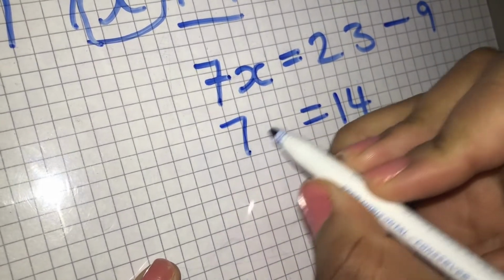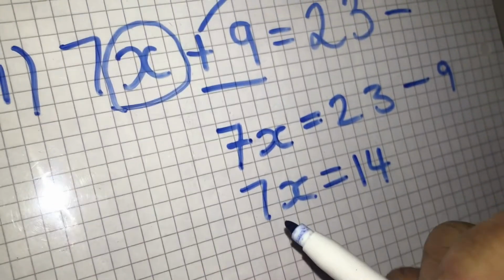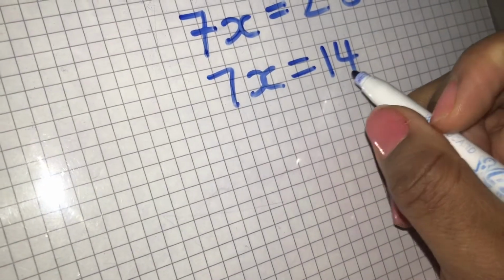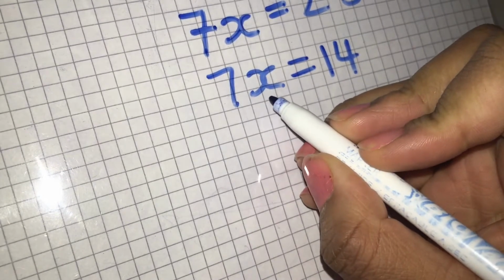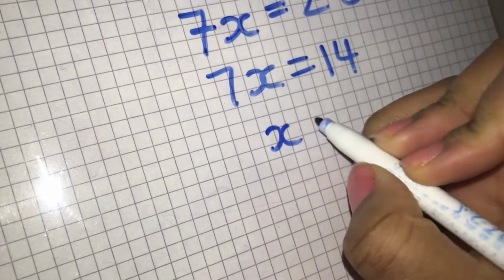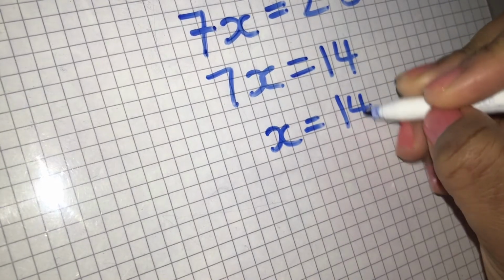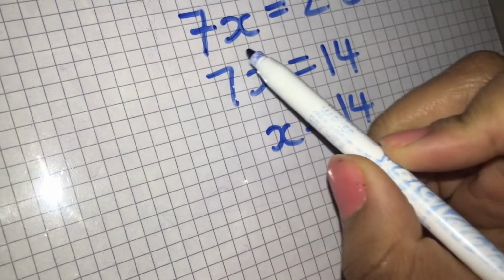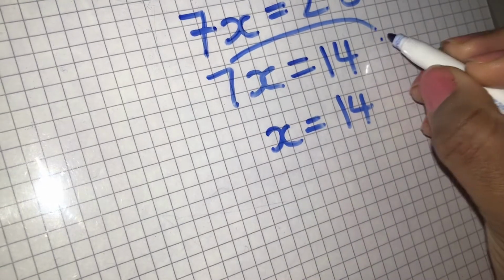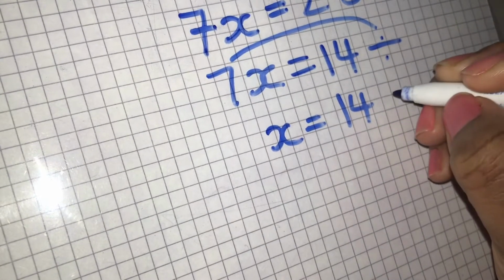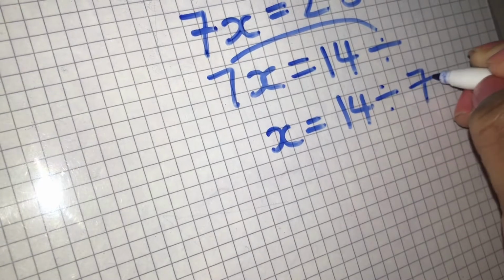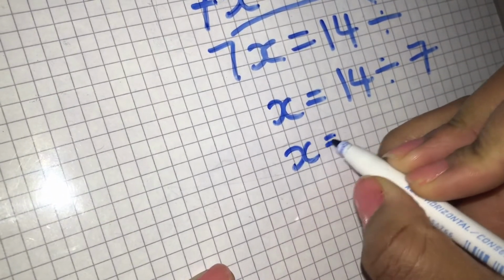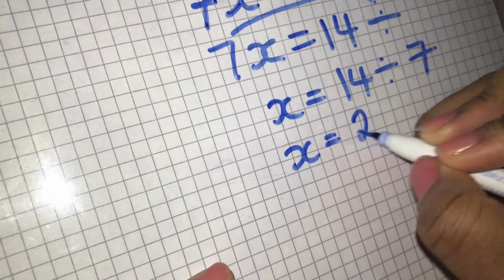And then we've got 7x. And remember, our main goal is to get the x on its own. So now we've got 7x equals 14. We want to get this on its own, so we go x equals 14. And remember, this means times, so 7 times x. So we're going to move this over, and this is going to become divide. So 14 divided by 7 will give us x. So x equals 14 divided by 7 is 2.